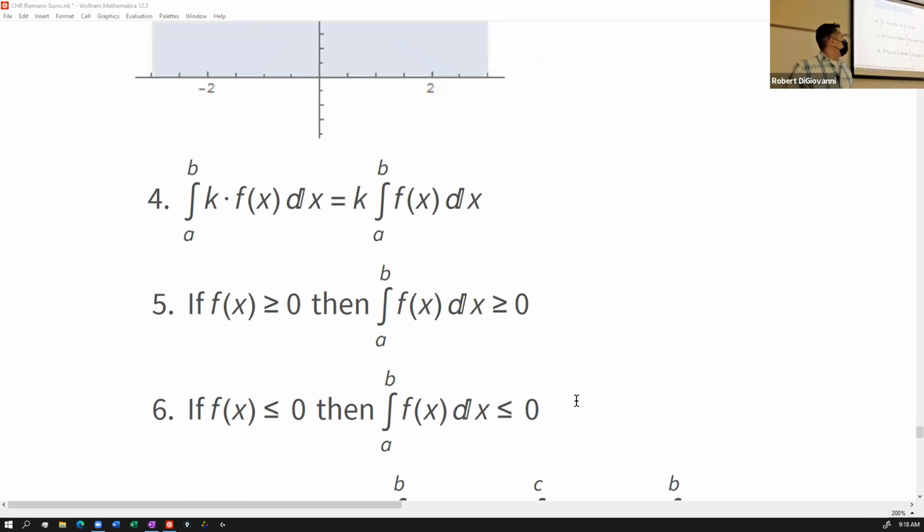Property 4. This is a property that I think makes sense, because of what we learned in Cal 1. In Cal 1, we learned that when we take a derivative, constants come for the ride. And even when we were doing antiderivatives before, weren't we always pulling constants out of the integral? Same idea. If you have a constant inside, you can always just pull that constant on the outside and then find the area here.